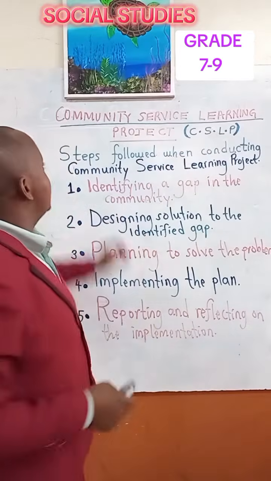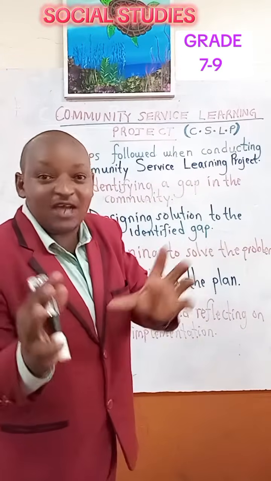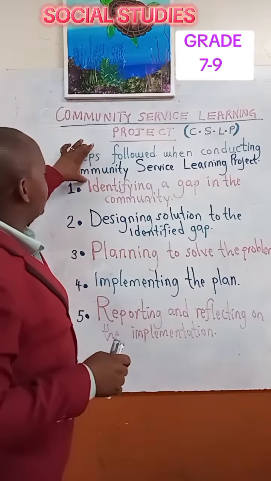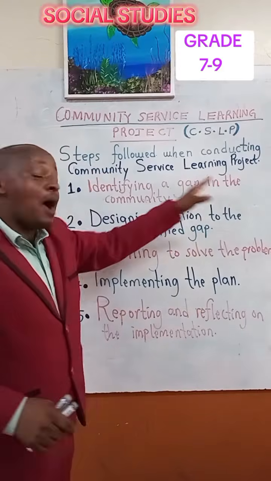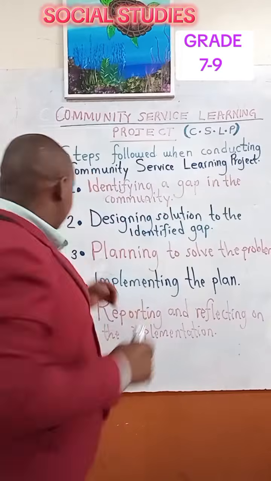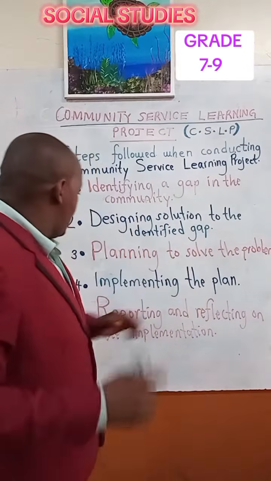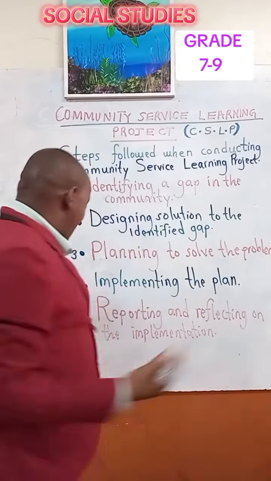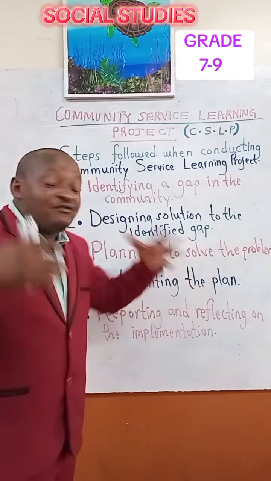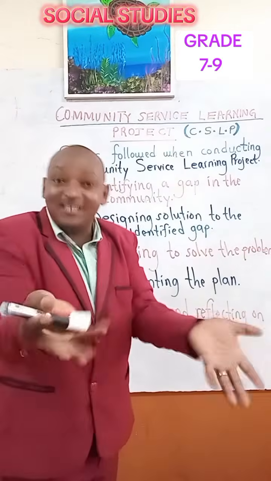Remember, CSLP is Community Service Learning Project. It is a project, work to be done in the field by you as a learner. And the steps are 5. Number 1, identifying a gap in the community. Number 2, designing solution to solve the gap. Number 3, planning to solve. You come down and plan to solve and then implement your plan. And lastly, report and evaluate or reflect on the success of your implementation. Very simple.